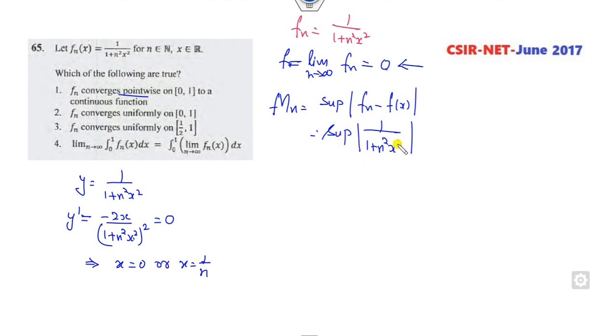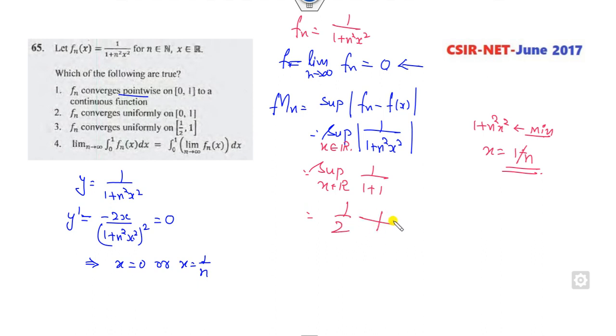Supremum means you have to take the maximum. It means you need to take the denominator as a minimum. So when it will be minimum, you can simply take the derivative ignoring the plus minus sign. This is on the real line. If you take x is 0, it is 1. The supremum over x in the reals is 1, which is not 0. It means it is not uniformly convergent.